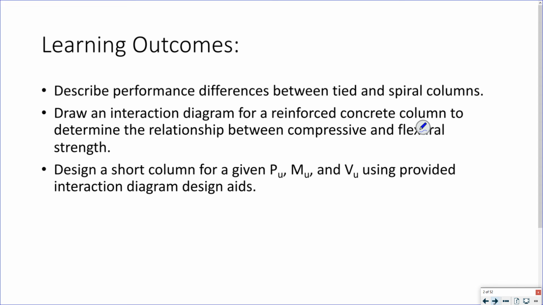So we're going to talk about tied and spiral columns. We're going to draw an interaction diagram that shows the relationship between compression and flexural strength. And then design a short column using interaction diagram design aids.